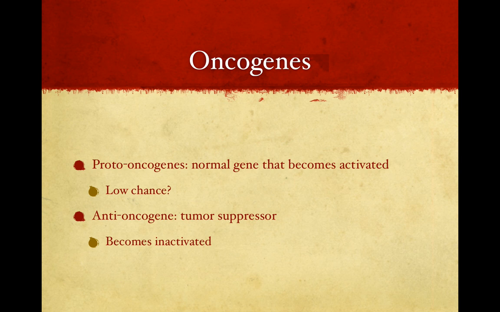On the other hand, for anti-oncogenes, you only really need one of them to become inactivated, because then the tumor suppressor doesn't work as well. If it doesn't suppress all the tumors, then the tumor can start to grow, and that's problematic.